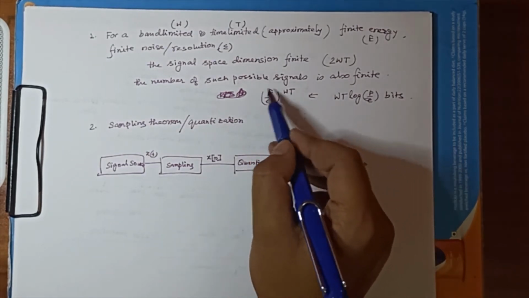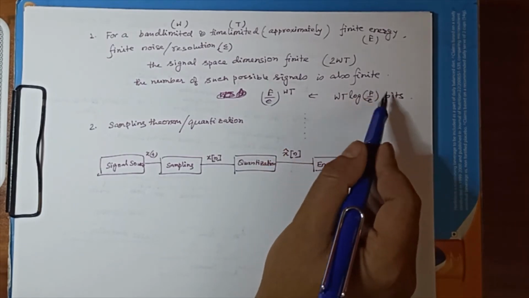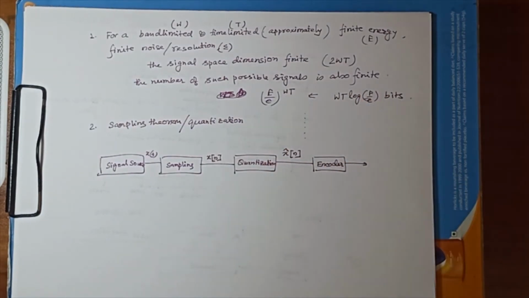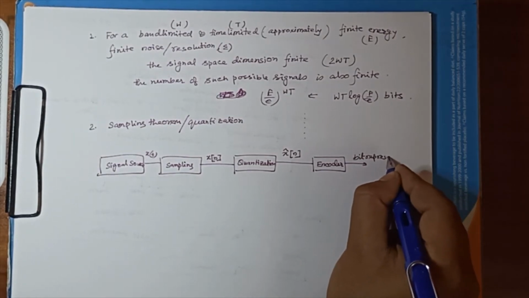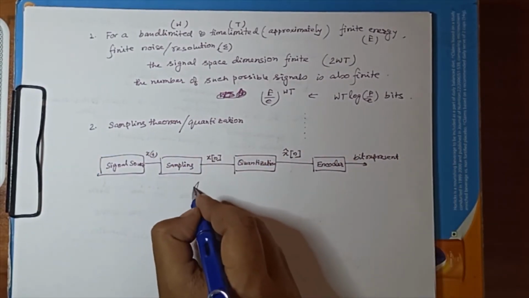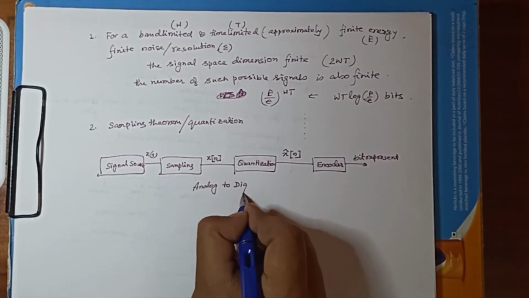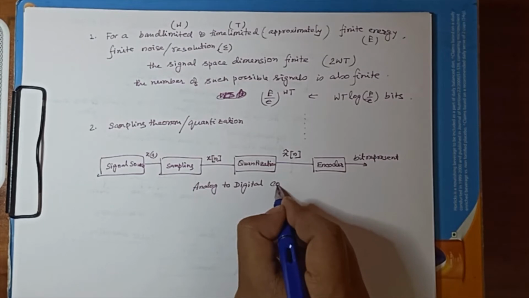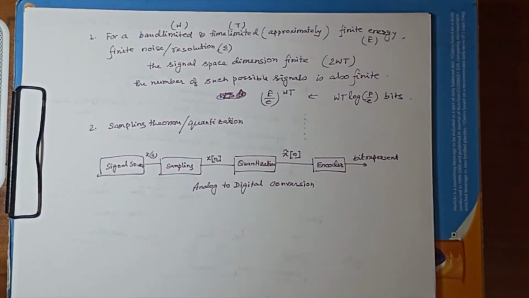So here, for example, there are (E/epsilon)^(WT) signals, which you can represent using WT log(E/epsilon) bits. So you get a bit representation. So this is the entire flow diagram of analog to digital conversion, or A to D conversion. Now of course this rationale which I am stating right now was not the only rationale behind going to digital from analog.